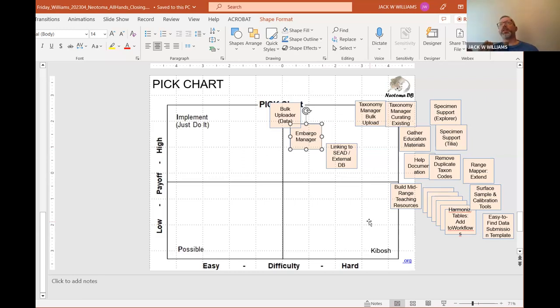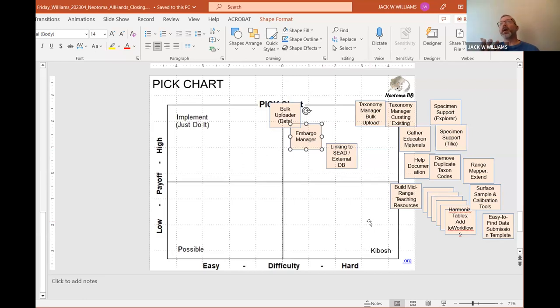So I've moved a little bit to the right on the difficulty scale. This is both a development and a governance question, but I've also moved up the bulk uploader, because, and I will say again, just under the criteria of all groups clearly benefit from bulk upload. Like everybody is stymied by the one at a time challenge. Embargo manager, I've heard a few groups very clearly voicing for it, and there are these new ethical dimensions.